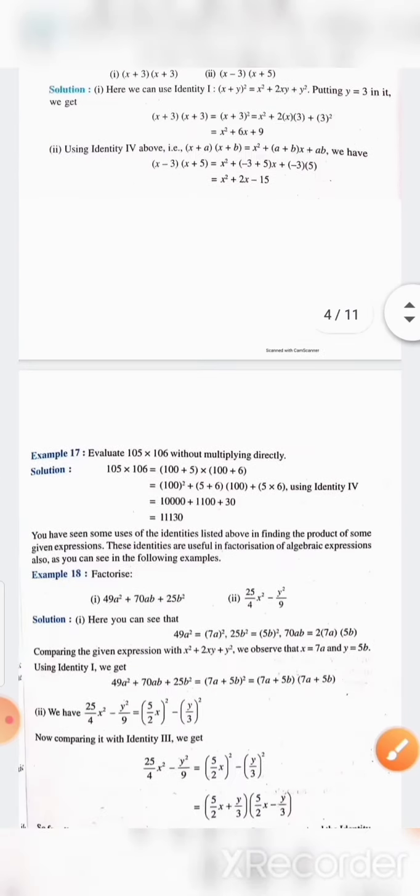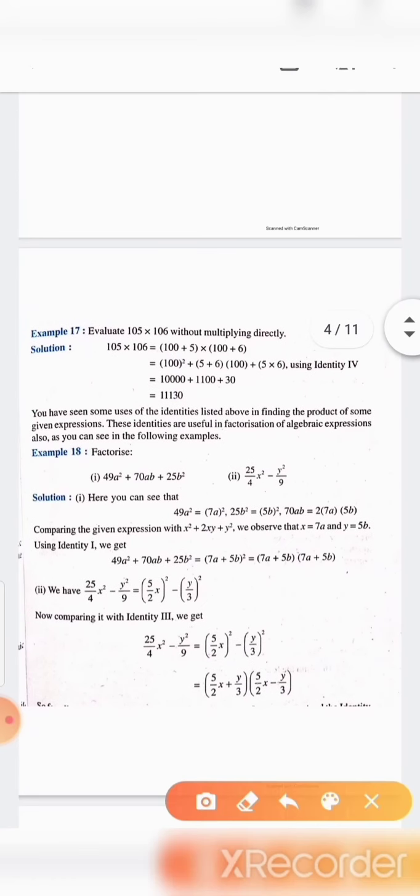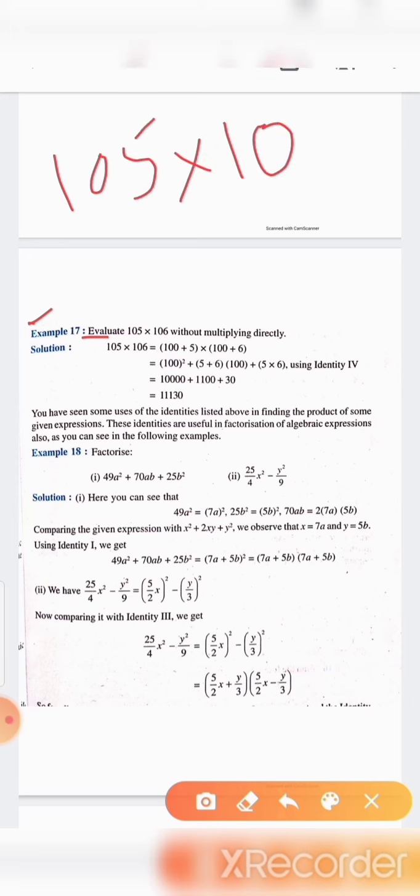Next is example number 17. Evaluate. We have to evaluate the multiplication of two numbers, 105 multiplied by 106, without multiplying directly.